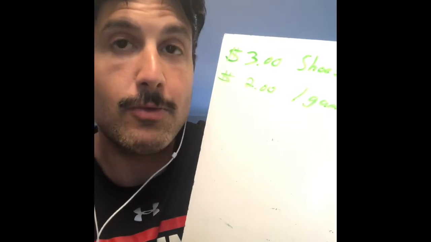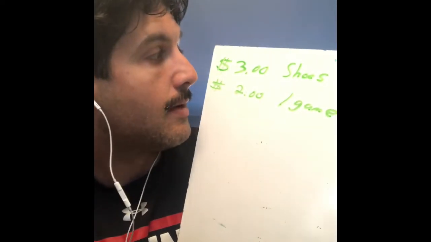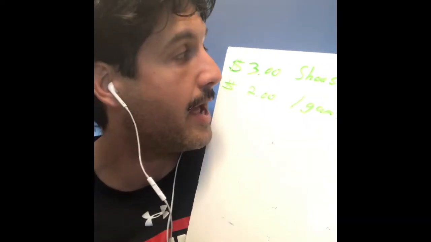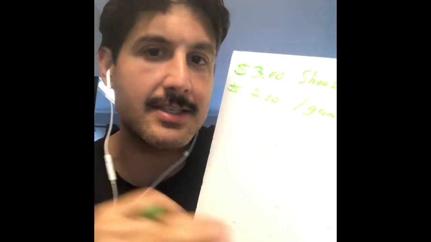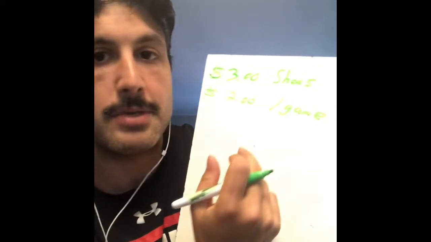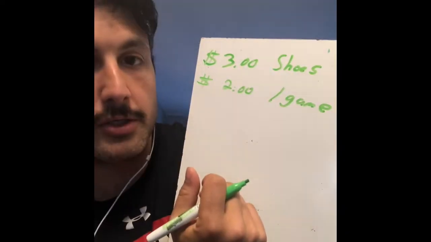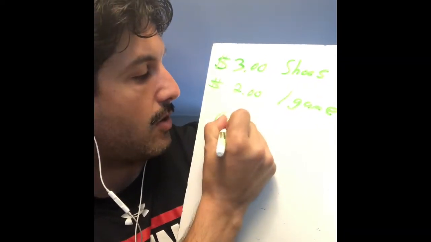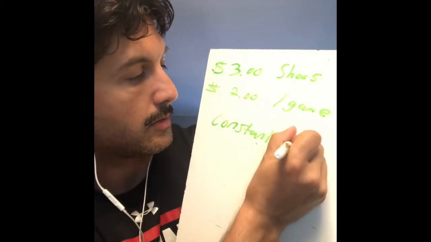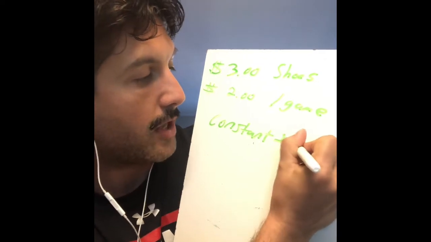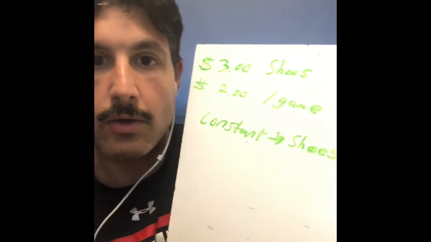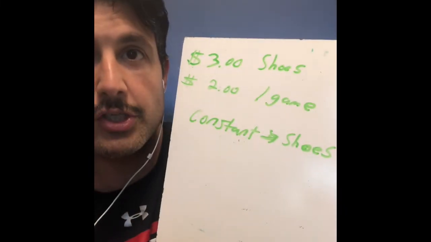But for now, we need to label the variables in the question. So the constant, which we haven't talked about yet, is the value that stays the same regardless of what happens. The constant ends up being the shoes. So $3 for the shoes, that's called the constant because no matter what happens, you've got to pay the $3 for the shoes. So constant, $3 for the shoes.